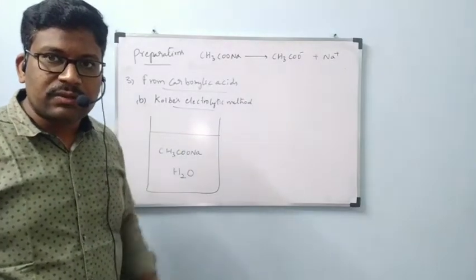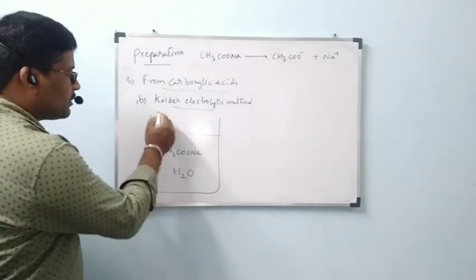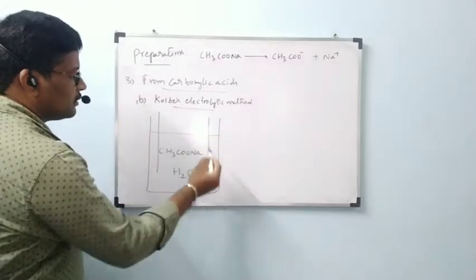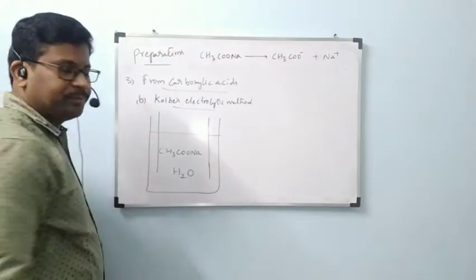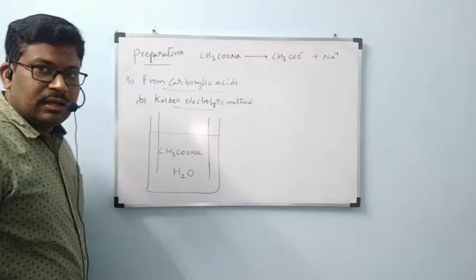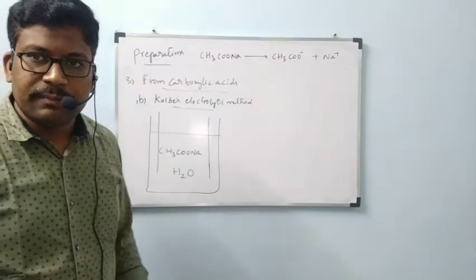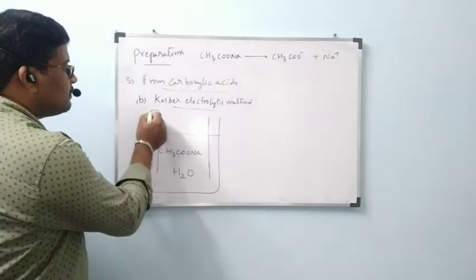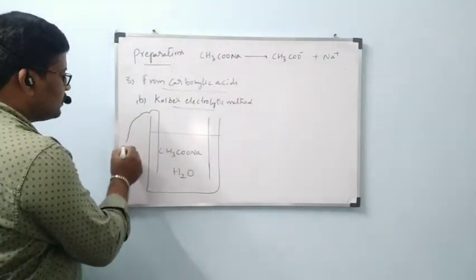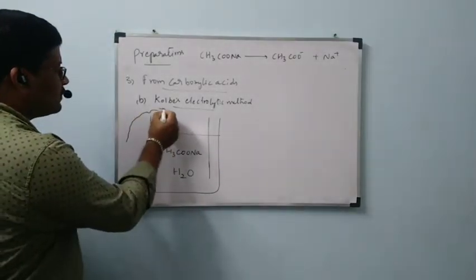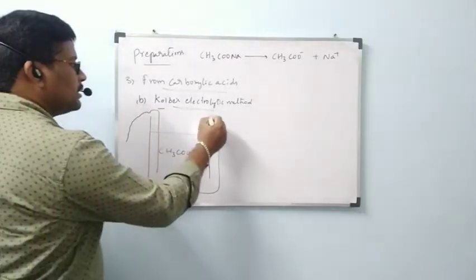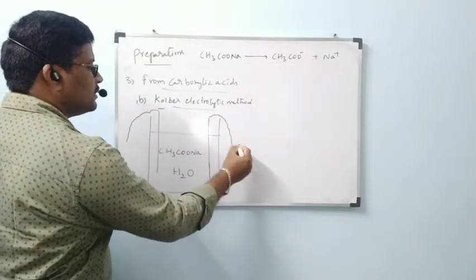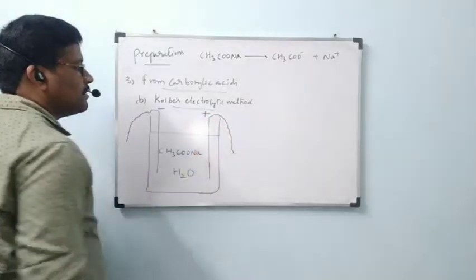Into this solution we are going to dip metal rods or metal plates, in which one metal plate is connected to the negative terminal of the battery and another metal plate is connected to the positive terminal of the battery.